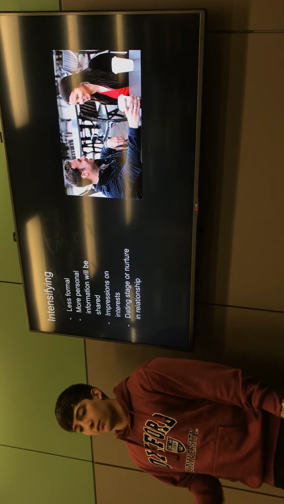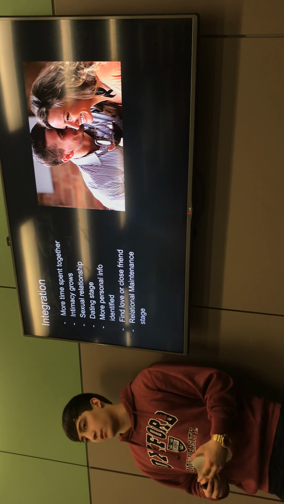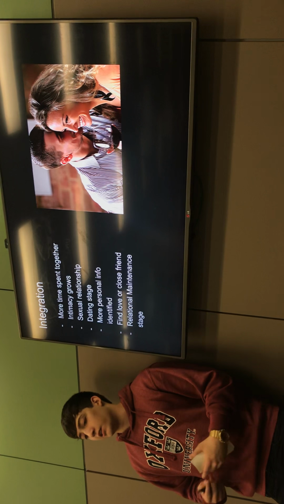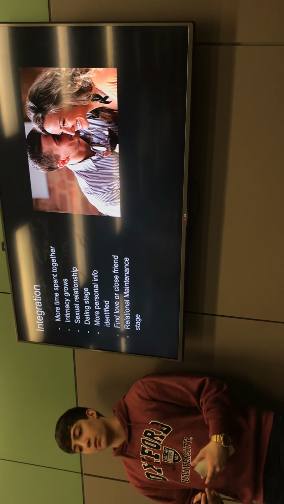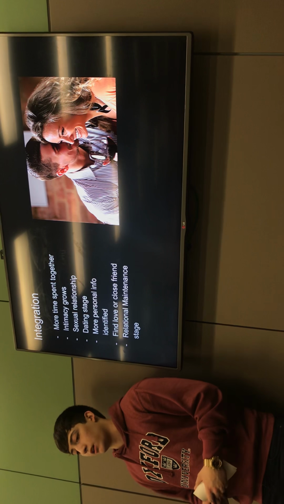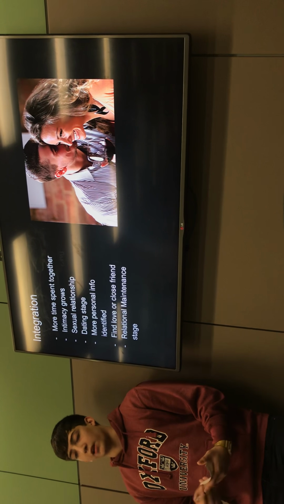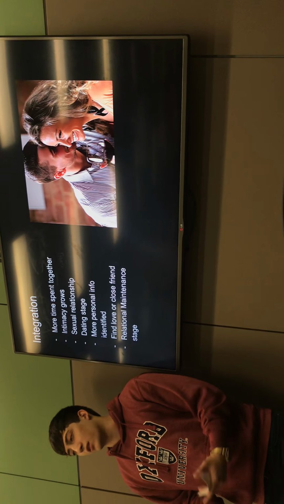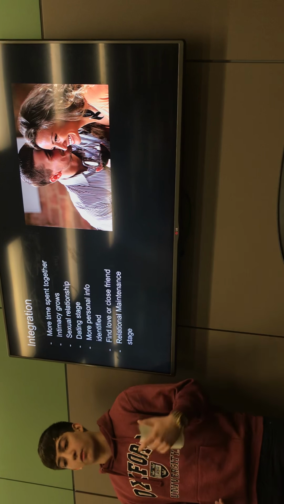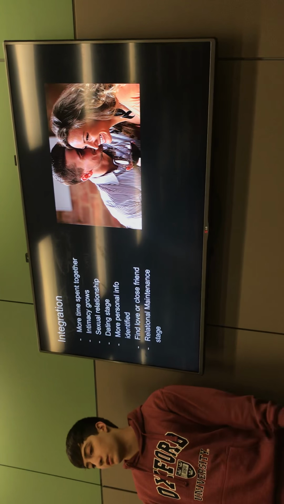And if they continue to do that, they will lead to integration. This is a lot more time spent together between the couples. Intimacy may grow, it may lead to a sexual relationship. It is also known as a dating stage for sure. More personal info identified. And they'll be able to find love, or if it's between friends, a closer relationship. This is a relationship maintenance stage because this could last for months to weeks to years.